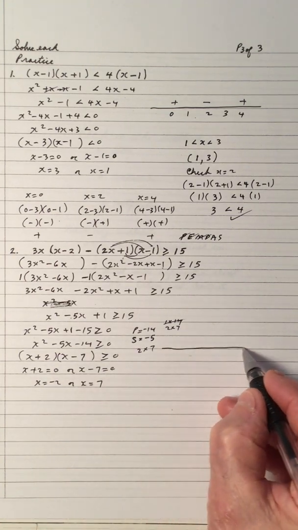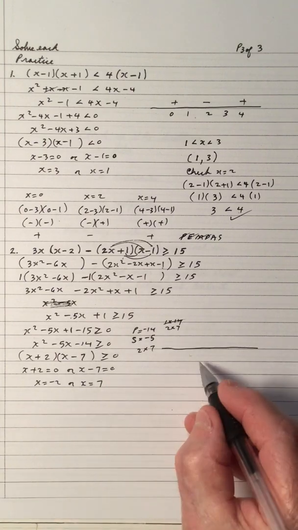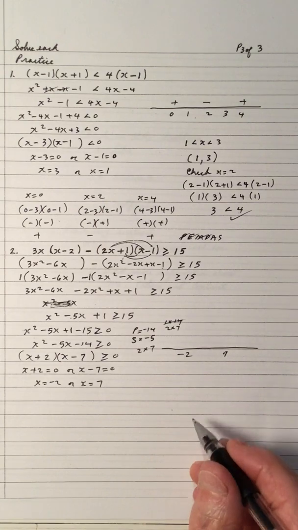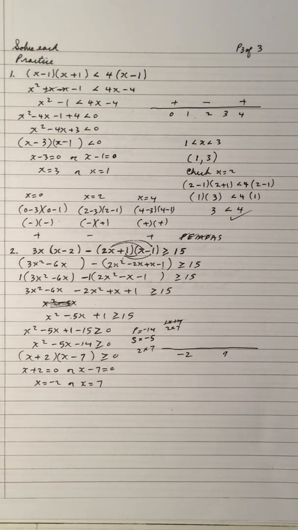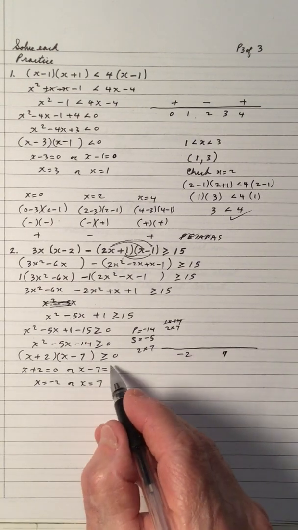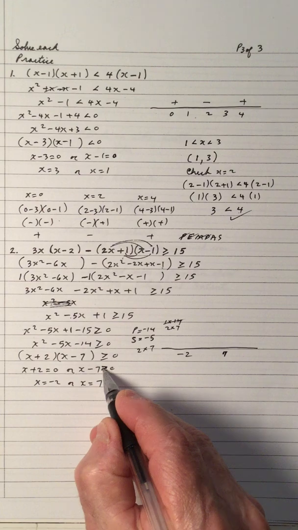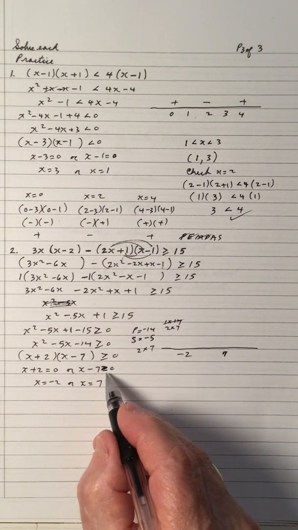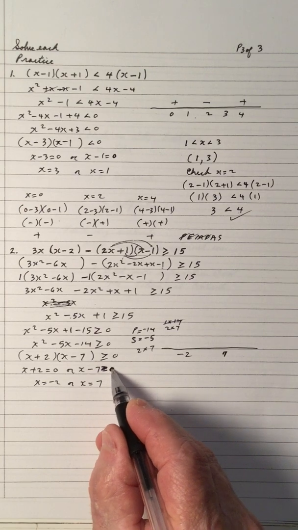So let's draw a number line. We got negative 2 and 7, so negative 2 is there, 7 is there. Let's pick some more numbers around that. And again, oh, I put an equal sign there. Well, I just noticed it. This is greater than or equal to 0.